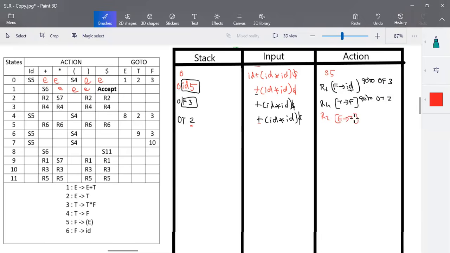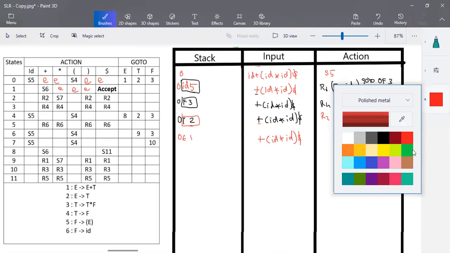So we have to pop the stack until this handle occurs. The handle here is T. So this T and 2 will be popped out, and instead we'll push E into the stack. Each and every reduce operation is followed by a goto operation performed between the last two elements of the stack, that is 0 comma E. What is there in 0 comma E? It is state 1. So the state 1 will be pushed into the stack here, and this input, plus id star id dollar, will remain as it is.